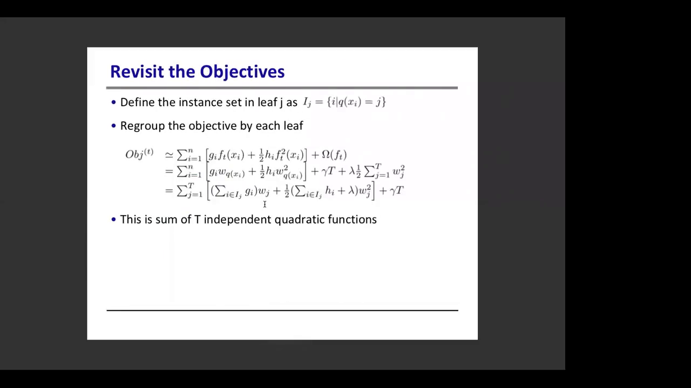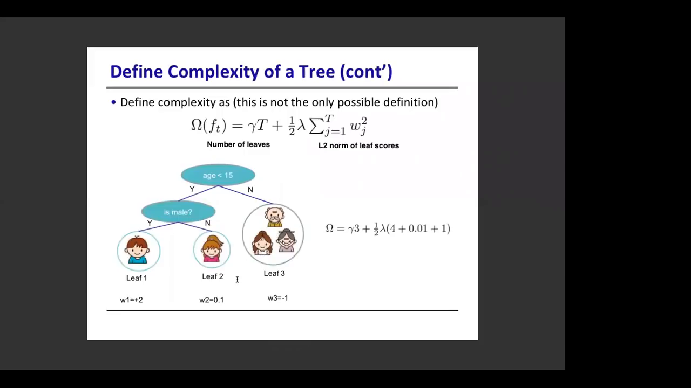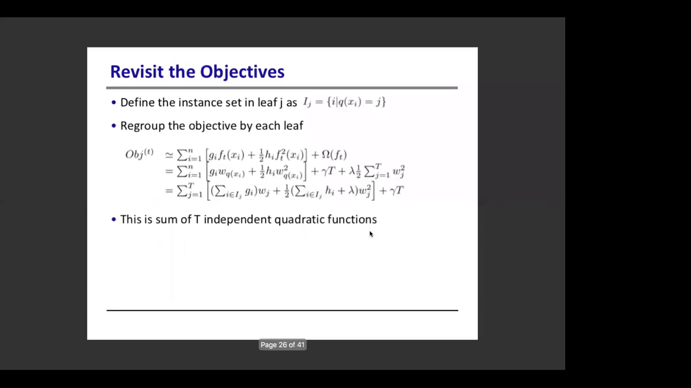Each leaf has some instances. This one has 3 instances, this has 2, this is 1, and so on. So I_j is that set of instances in that leaf called j. In the jth leaf, this I is the set of instances in that particular leaf. So I is nothing but the set of instances which qualify this function, meaning given x_i, it gives the jth leaf. That qualifying function is the same as what defines the tree's structure. So q is the tree's structure.